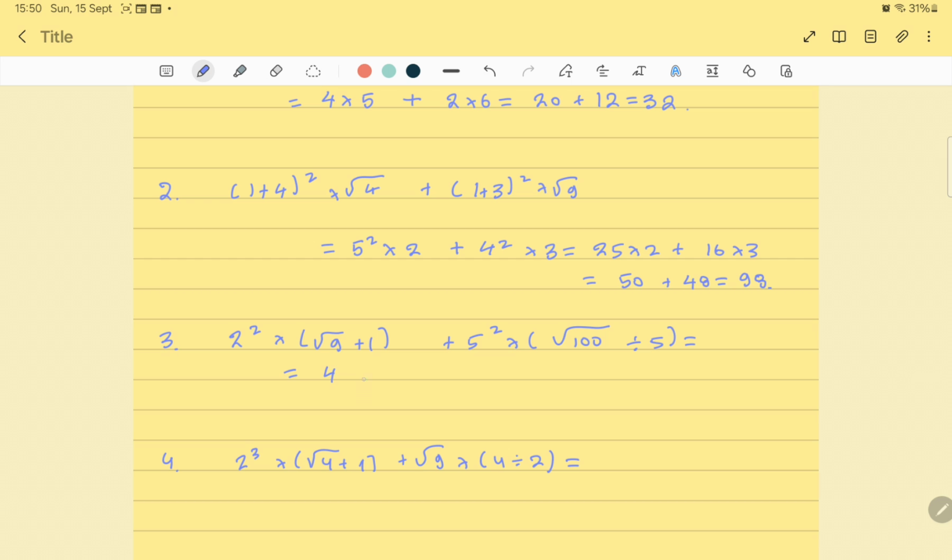2 to the power of 2 is 4, times square root of 9 is 3, plus 1 here, plus 5 to the power of 2 is 25, times the square root of 100 is 10, divided by 5. So we have 4 times 4 plus 25 times 100 divided by 5 gives me 20. So it's 16 plus 500 equals 516.